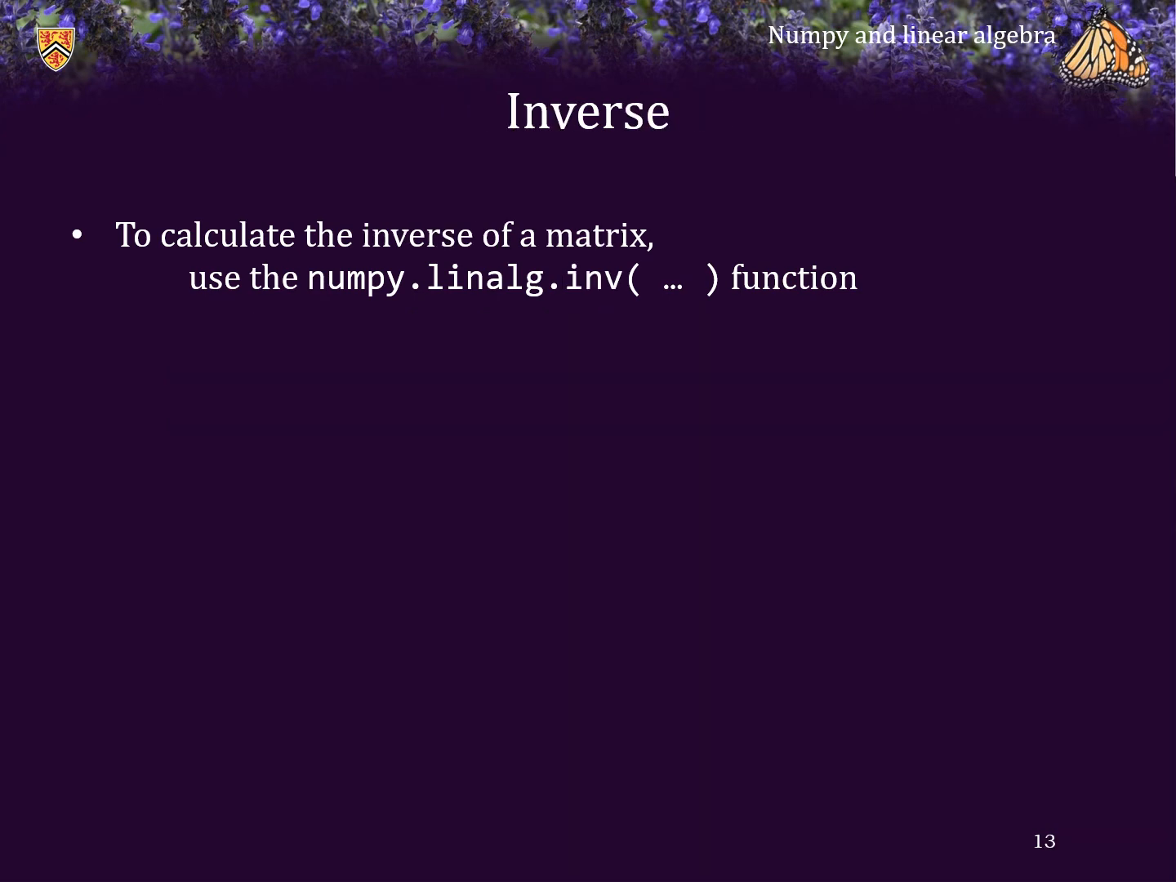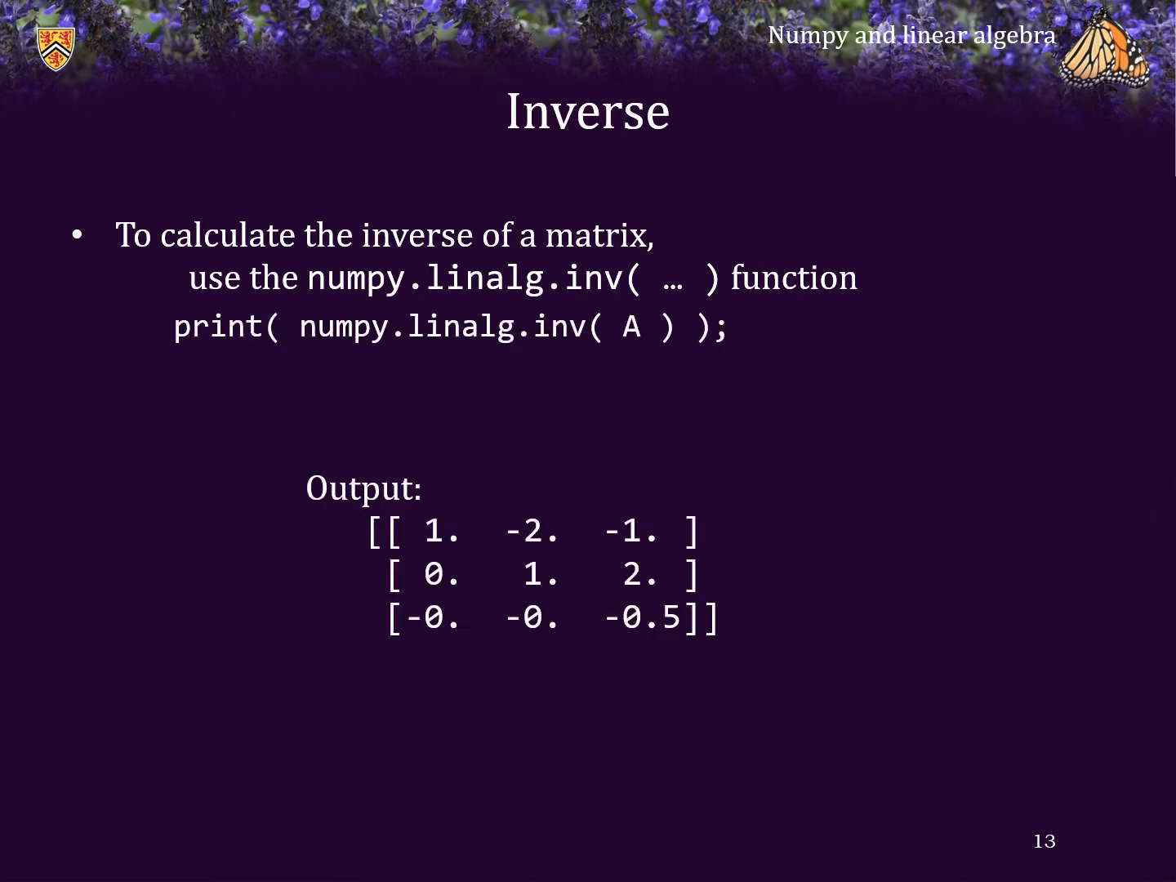To calculate the inverse of a matrix, we use the inv function from the linalg subpackage of Numpy. So, for example, in calculating the inverse of the matrix A, we see that it is, again, upper triangular, as the matrix A was upper triangular. Also, you'll recall that the determinant of the matrix A was -2, and as we can see here, the determinant of the inverse is the reciprocal of -2, which is -0.5.